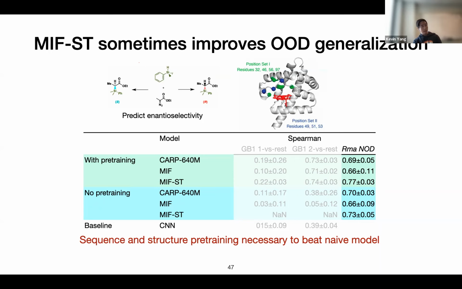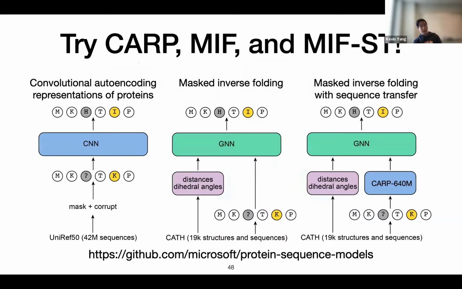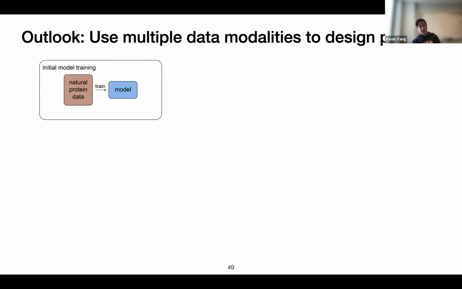And structure and sequence pre-training are both necessary here. You can try these models. If you get bugs in these, you should submit an issue or ping me and I can usually fix it very quickly. But you can try all of these models on GitHub. The weights are in Zenodo. The code's on GitHub. And a little bit of outlook here.